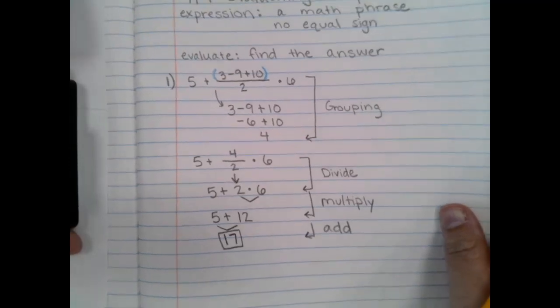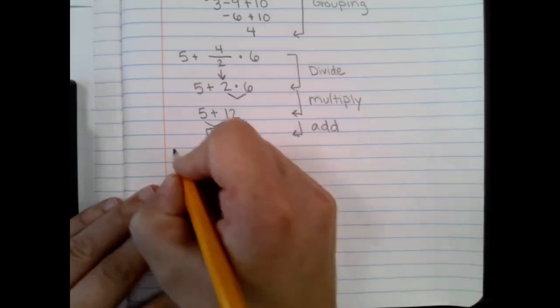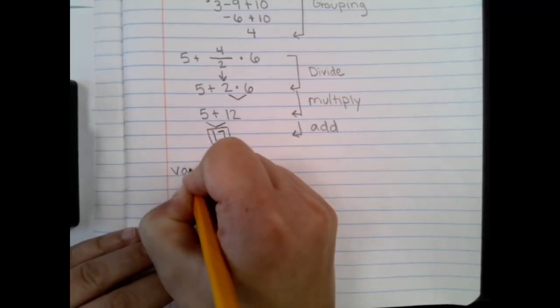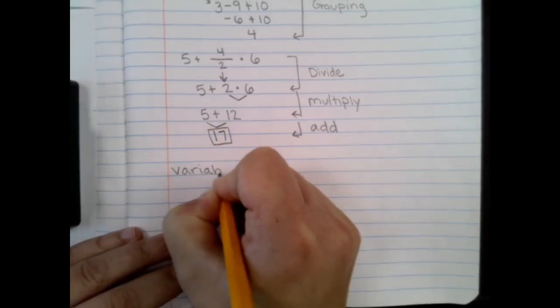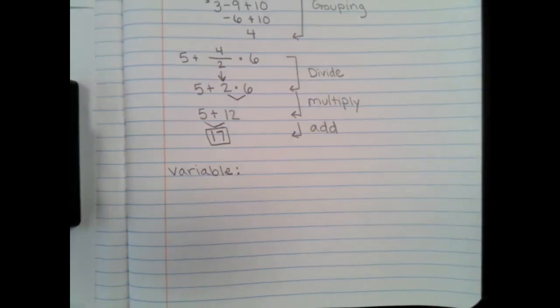All right, we're going to do one more vocabulary word real quick, and that's going to be the word variable. I heard this word last week when we talked about what algebra is.